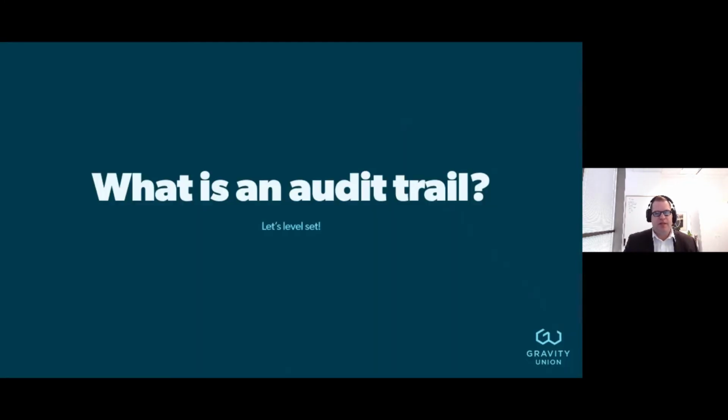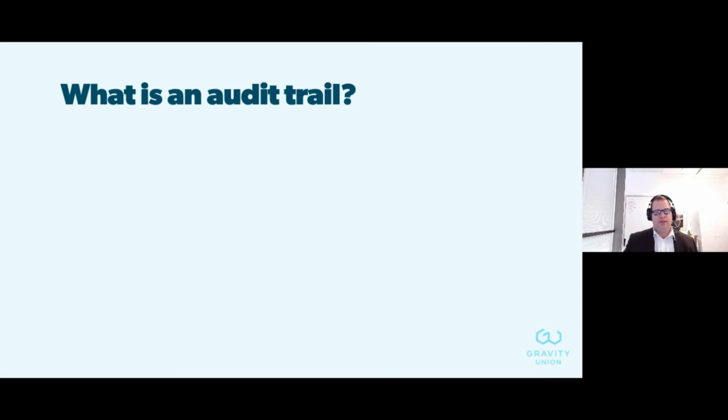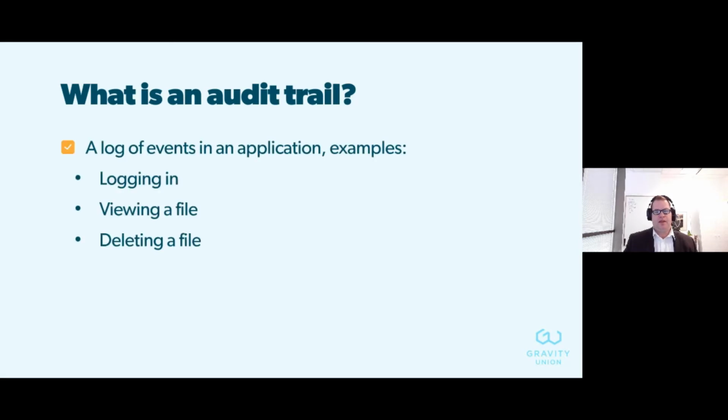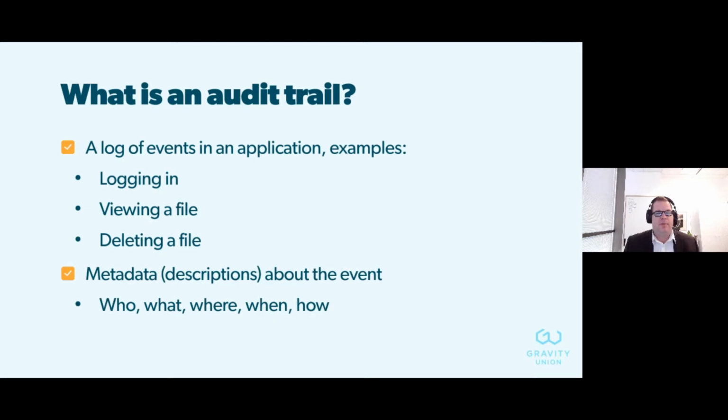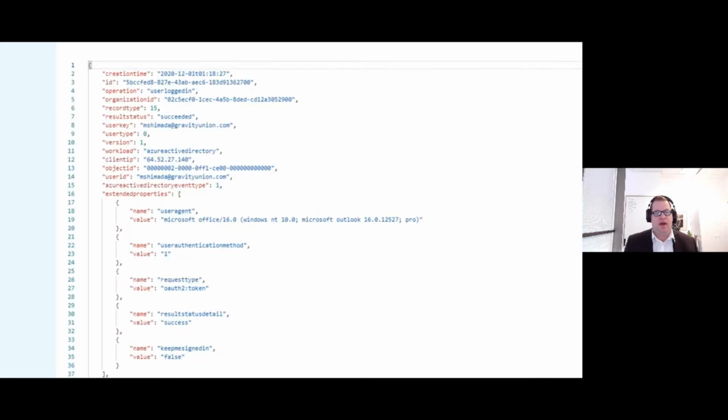So just to make sure we level set, talking about what is an audit trail. An audit trail is a log of events in an application, everything from logging in to viewing a file to deleting a file, any action or activity. Anytime you click a mouse in Office 365, basically, Microsoft is capturing information about that event. It would include all the metadata around that, the who, the what, the when, the where, and the how of that event.